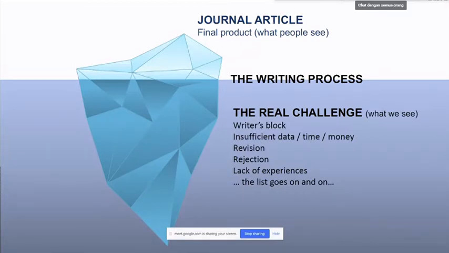Some of us claim and scream about writer's block. Some of us say that we have insufficient data, insufficient time, insufficient money. Yes, to do research, you need money for your fieldwork, for your tokens and whatnot. And then to publish in a good journal, some journals require you to pay a certain amount of fee, and sometimes it's not cheap. You have to go through a few rounds of revision after revision after revision.